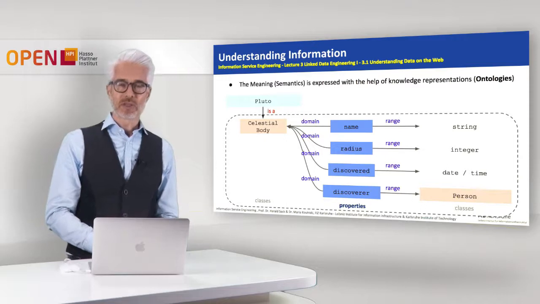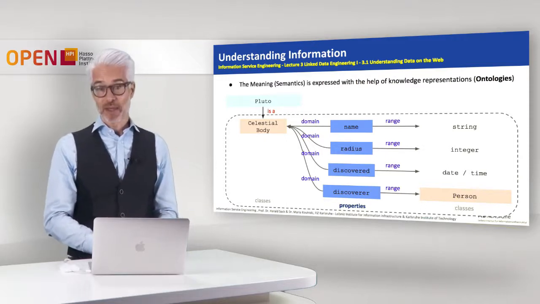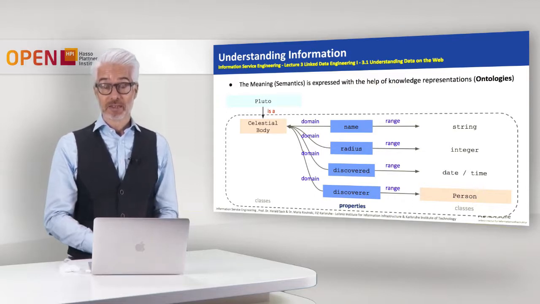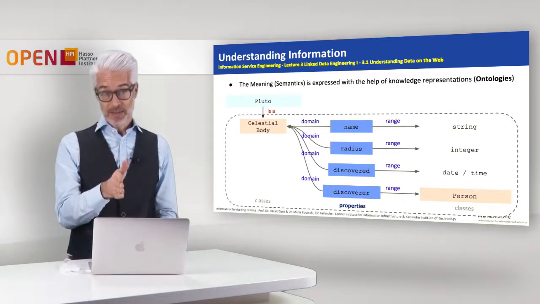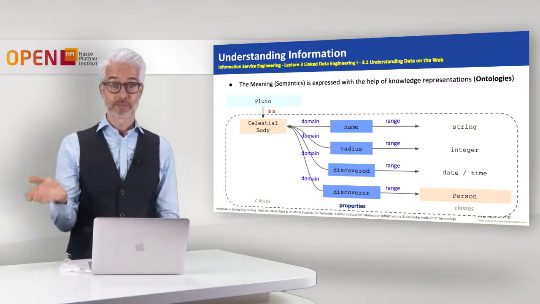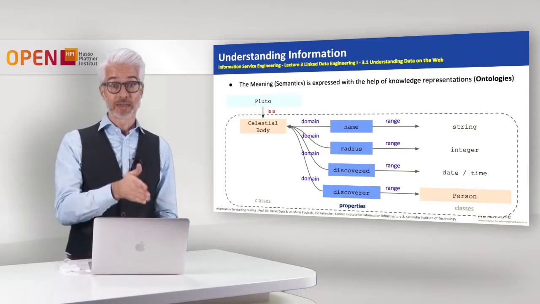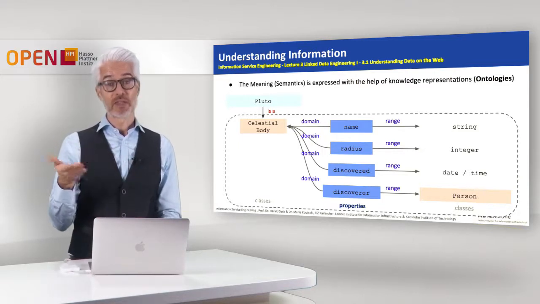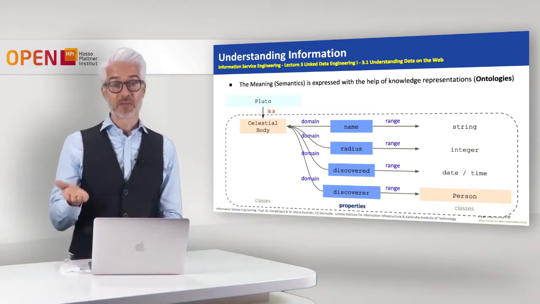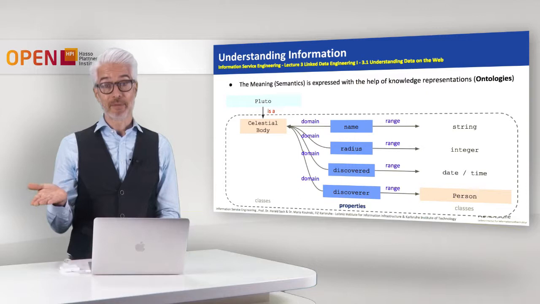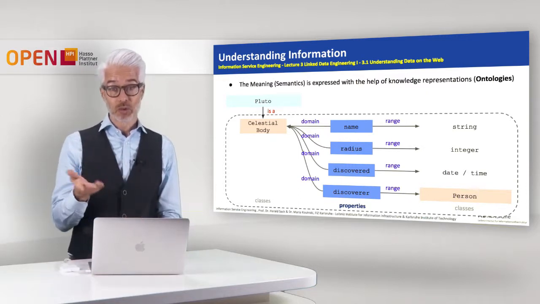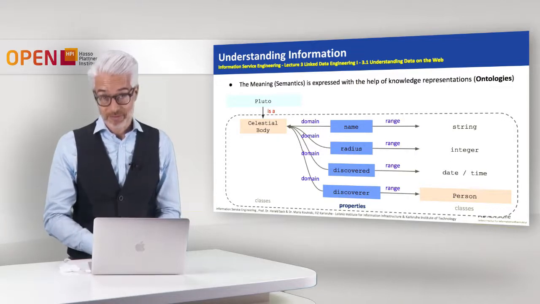So a celestial body, for example, has a name. And the name of the celestial body usually belongs to the class of strings. So there you have the property name, and it has the domain celestial body, and it has the range string. Again, a celestial body has a radius, which has the range of integer. Or a celestial body has been discovered at some point in time. Or a celestial body has a discoverer who usually is a person.